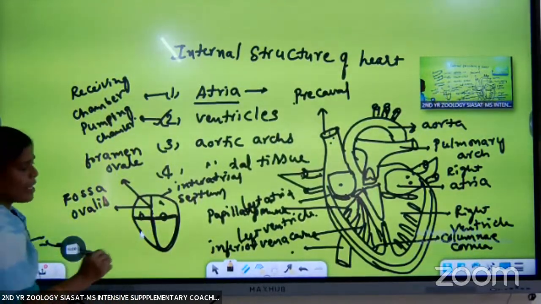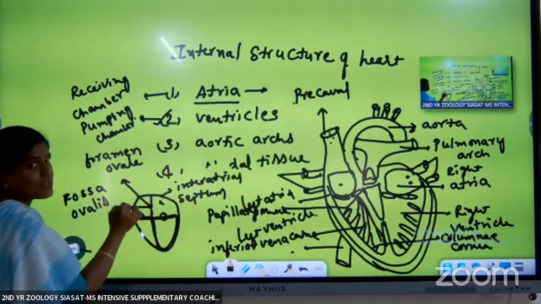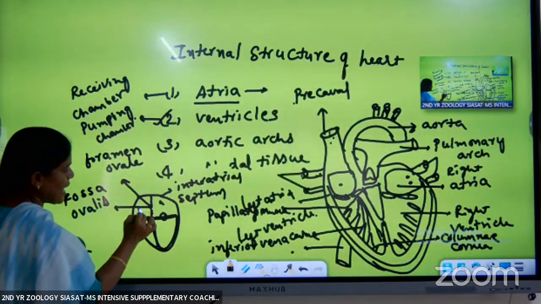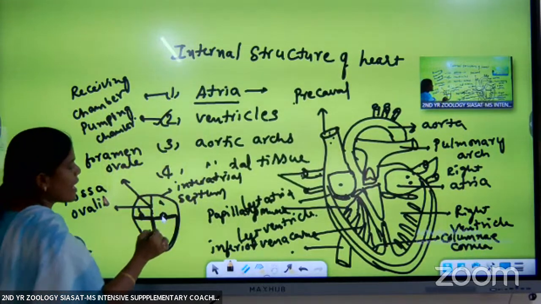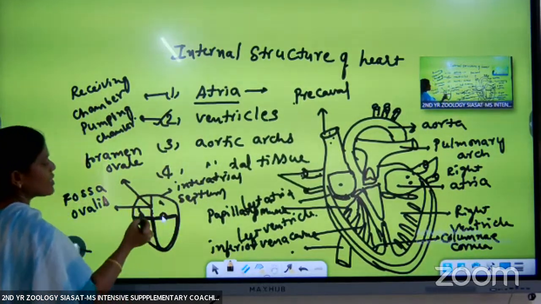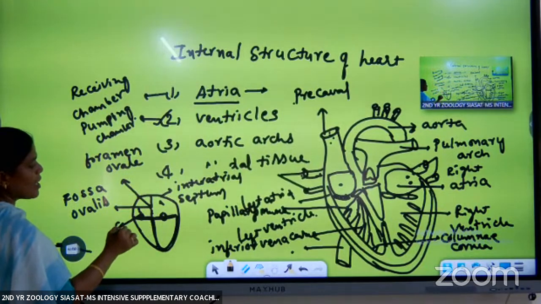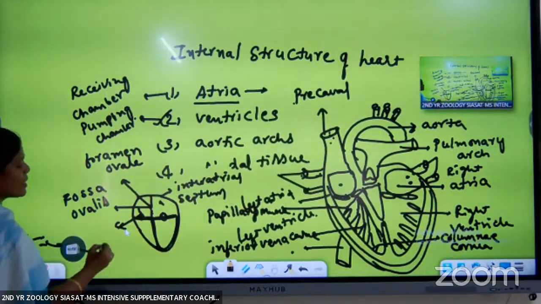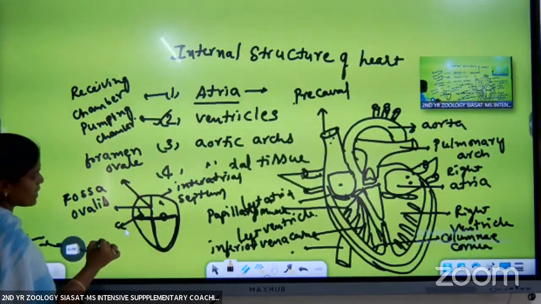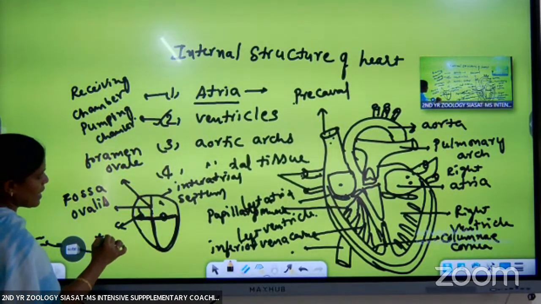Atrioventricular apertures. The openings between the atria and ventricles are called atrioventricular apertures. These apertures are guarded by valves. The valve on the right side is called the tricuspid valve.